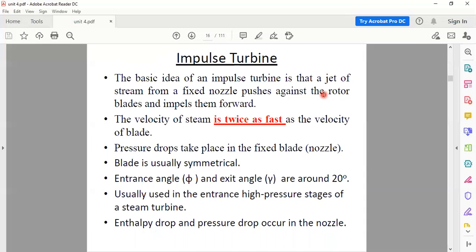The blade is usually symmetrical. Entrance angle phi and exit angle gamma are around 20 degrees. It is usually used in the entrance high pressure stage of the steam turbine. Enthalpy drop and pressure drop occur in the nozzle.